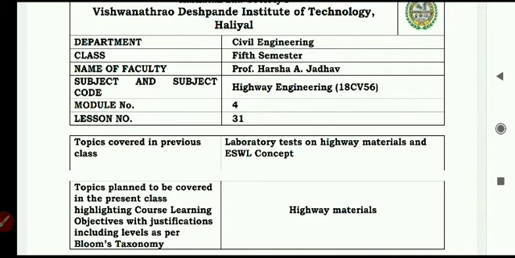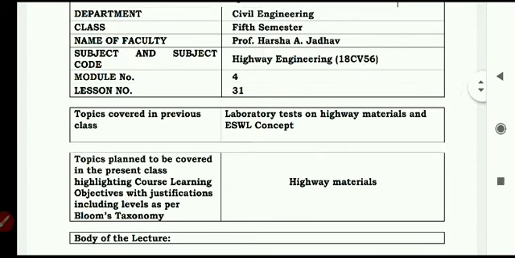In the last class we focused on many of the laboratory tests, that is quality control tests on the highway construction material. For example, we have tested many of the quality control tests on the aggregates, and in the same fashion we have focused on the quality control tests on the bitumen. After that we focused on pavement types, pavement functions of each layer, that is surface course, binder course, base course, granular subbase course, and the subgrade soil.